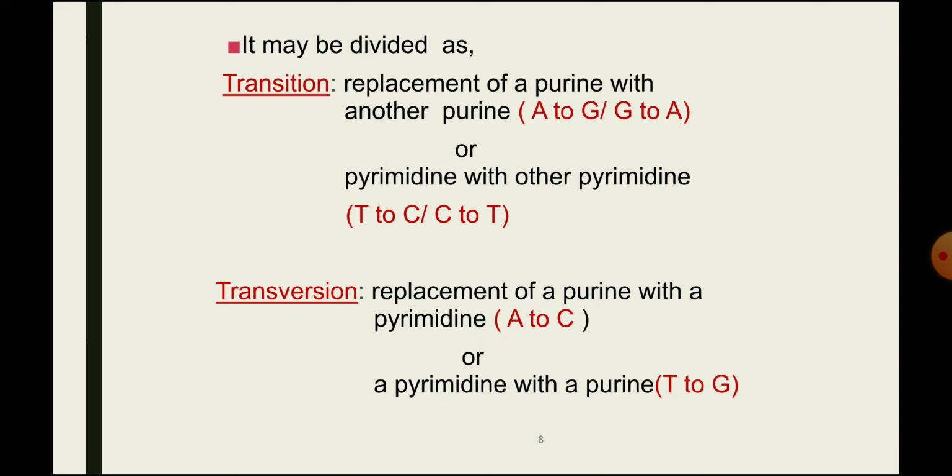Transition is replacement of a purine with another purine, that is A to G or G to A, or a pyrimidine with another pyrimidine, that is T to C or C to T. Transversion means replacement of a purine with a pyrimidine, that is A to C, or a pyrimidine with a purine, that is thymine to guanine.